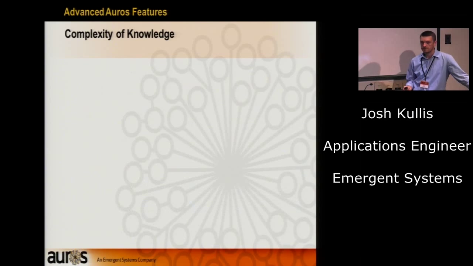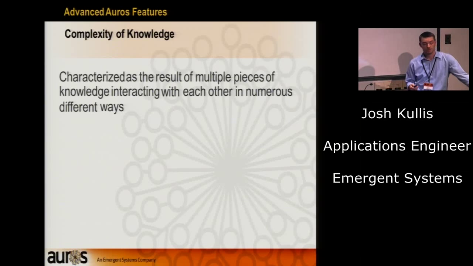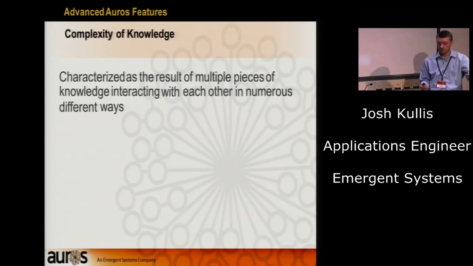So complexity of knowledge. For this example, we're going to characterize that as the result of multiple pieces of information interacting in numerous different ways. So when we have all these different pieces of information, maybe Jeff has some information that he wants to share with Jeff at Navistar, and then they both have pieces of information that they need to share with Steve, that needs to be shared with Ina. All these relationships can create some complexity.